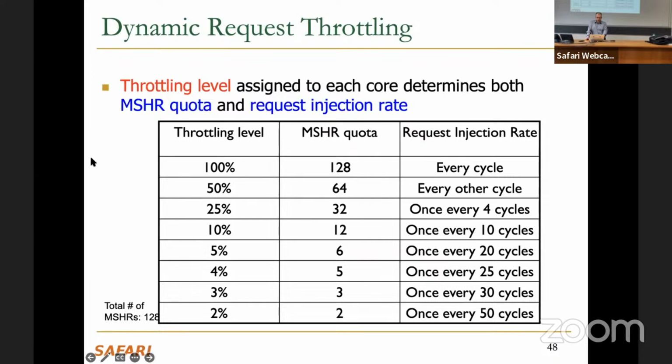So here you can see an example of this throttling level that is assigned to each core. For example, when the throttling level is around 10%, your MSHR quota is 12, and your injection rate is also once every 10 cycles. When the throttling level is 100%, it means that you don't throttle at all. So it's the other way around. And when it is 2%, you are actually throttling that thread or application a lot.